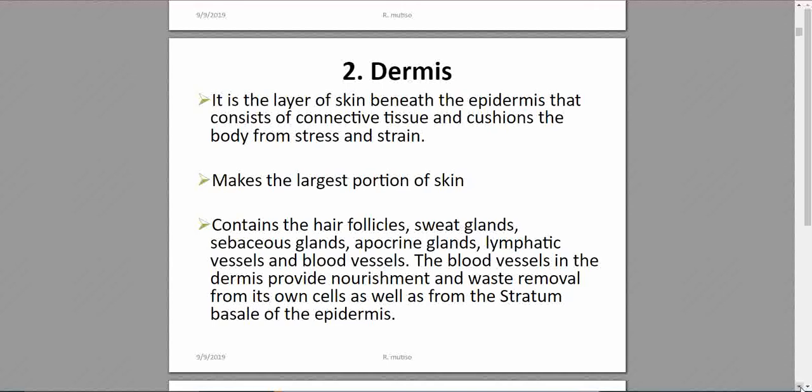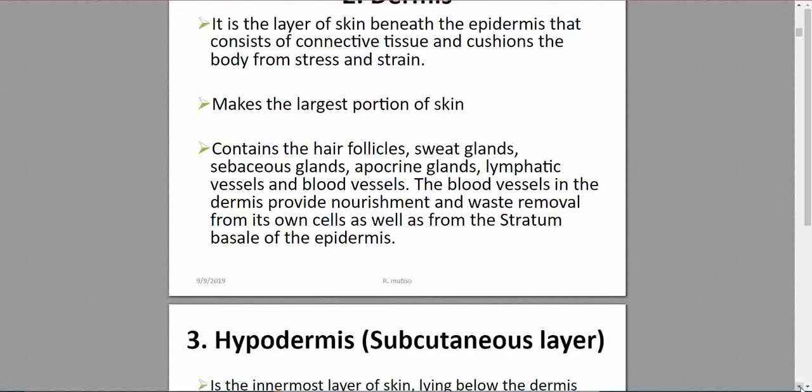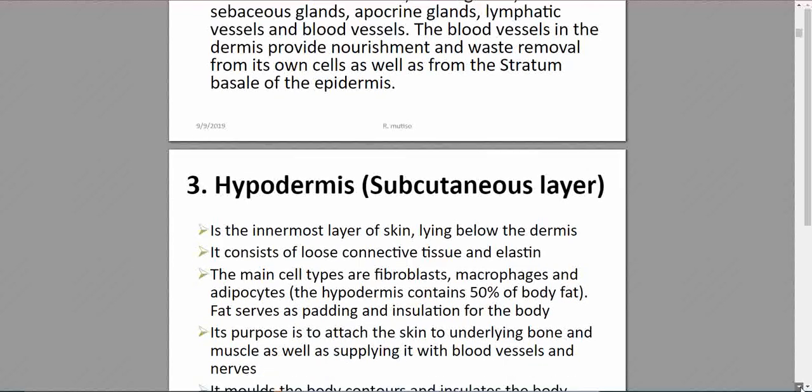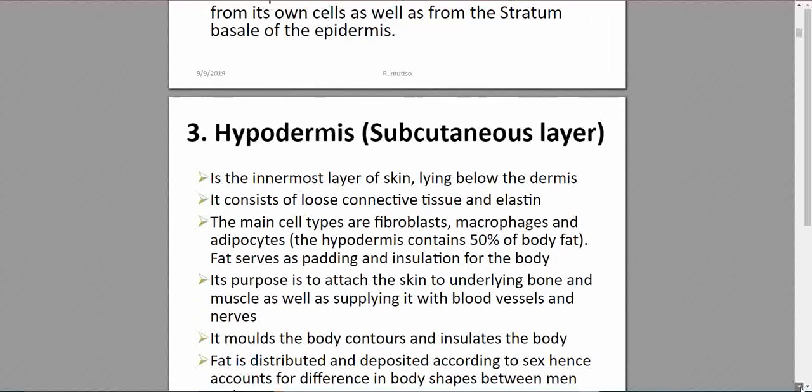Then they make up the largest portion of the skin, which contains the hair follicles, sweat glands, sebaceous glands, apocrine glands, lymphatic vessels, and blood vessels. So the blood vessels in the dermis provide nourishment and waste removal for its own cells, as well as the stratum basalis of the epidermis.